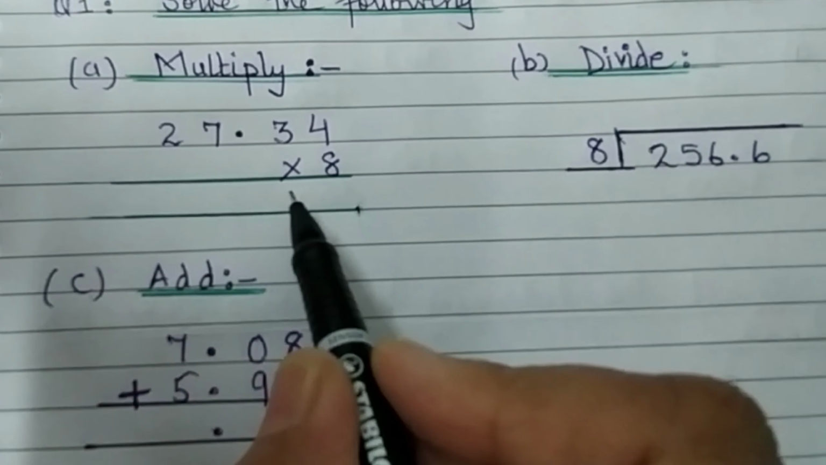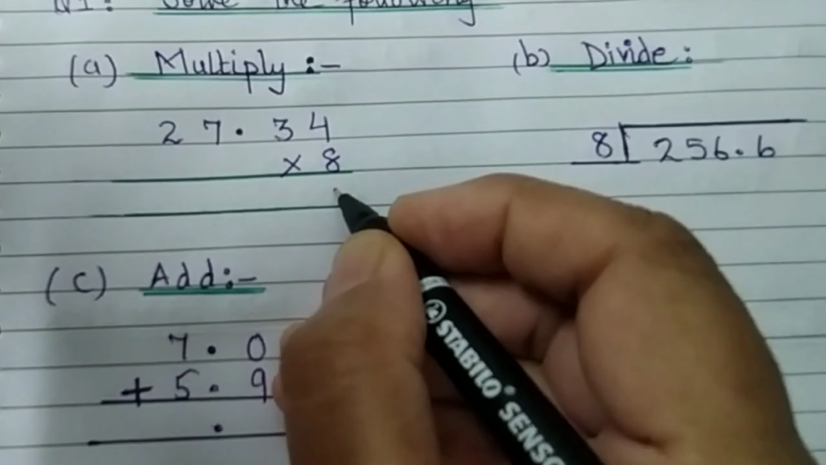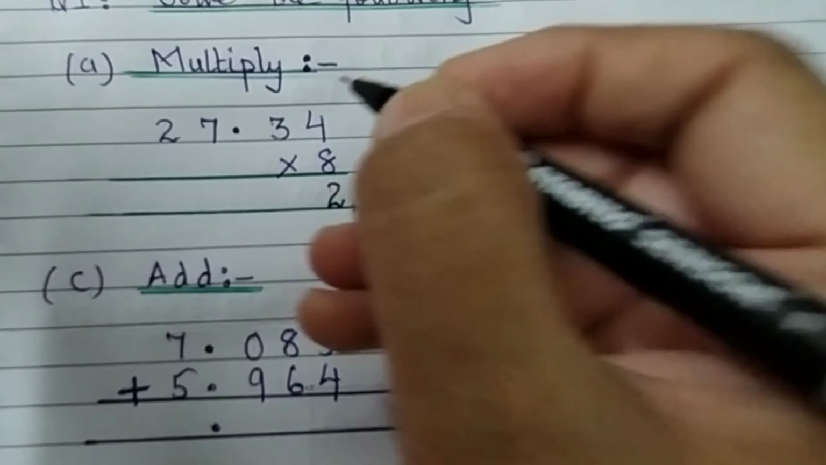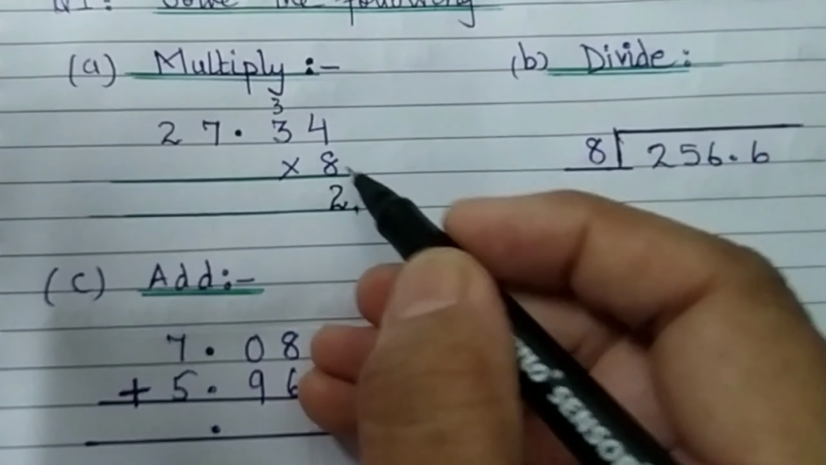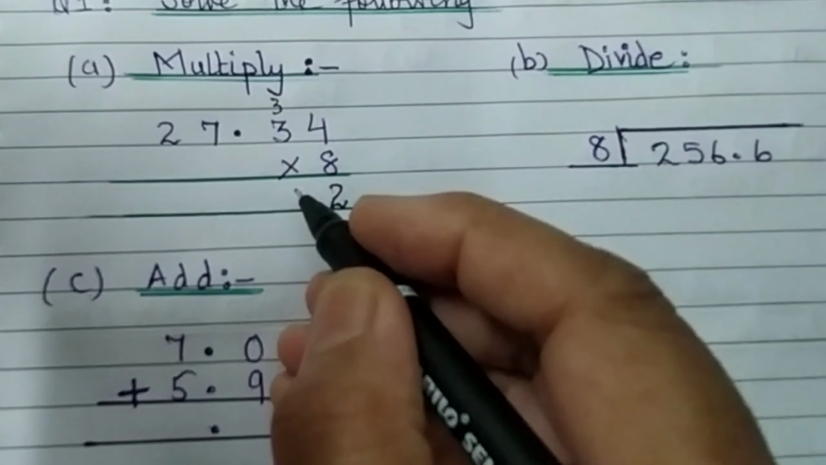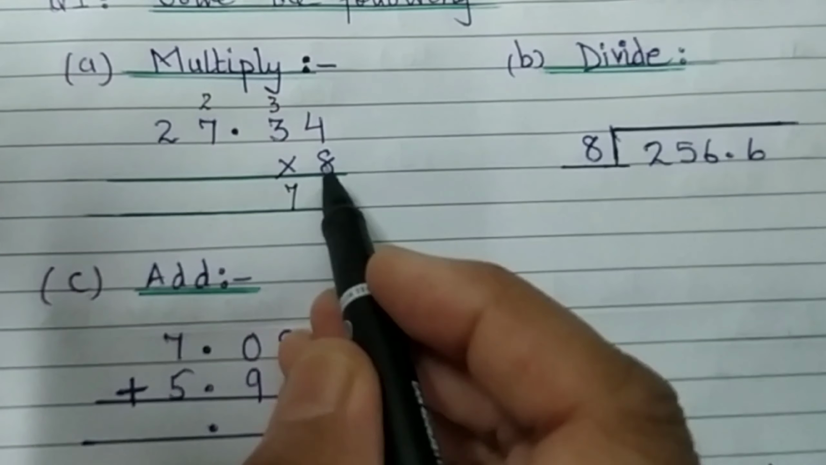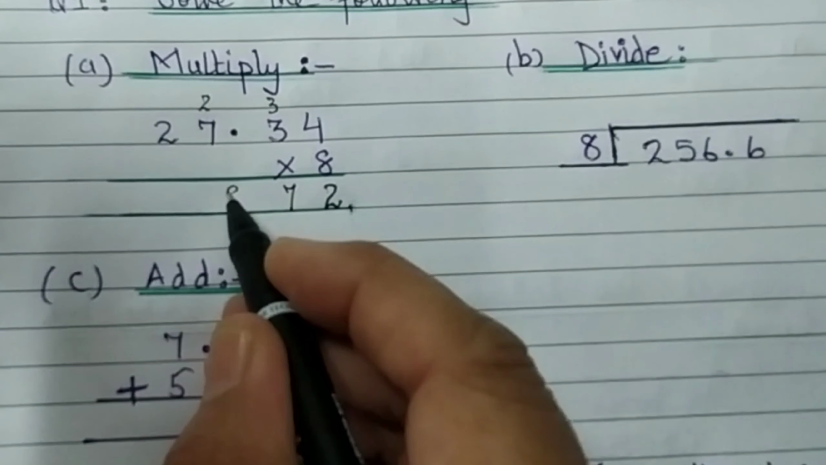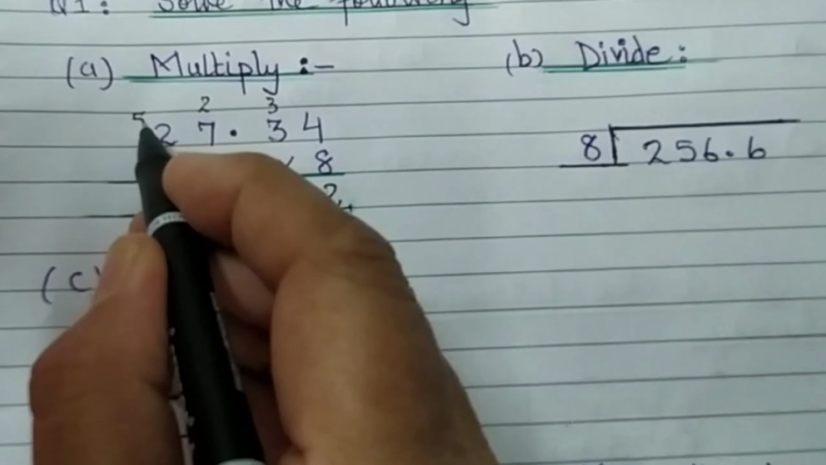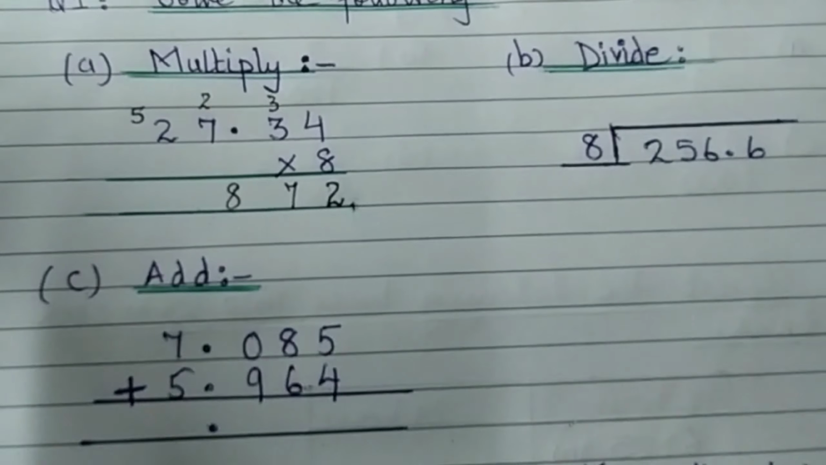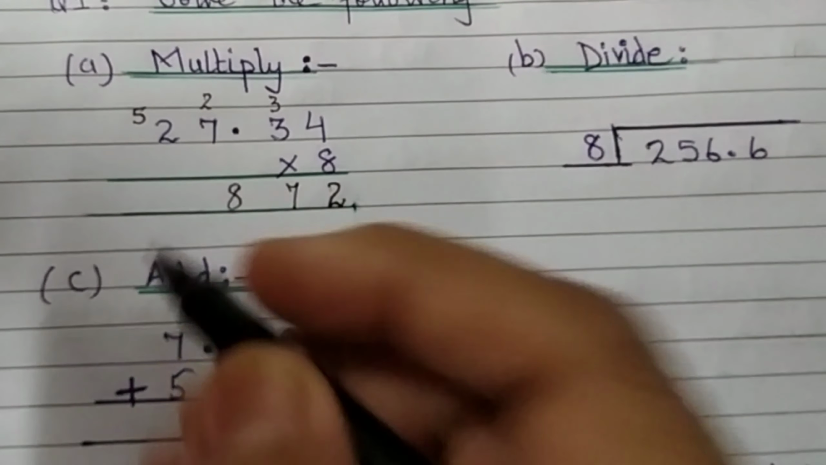The digits are given here. 8 fours are 32. Always remember, learn your tables well. 8 threes are 24, 25, 26, 27. 2 moves up. 8 sevens are 56 plus 2, 58. 5 goes up. 8 twos are 16, 17, 18, 19, 20, 21.